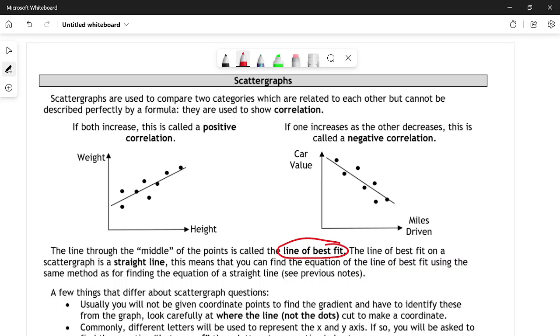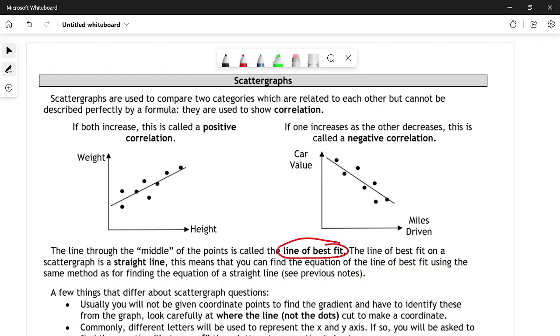So this line of best fit, if you've done Nat 4 Maths, you recognise these questions. You have to actually draw one of these in Nat 4 Maths, where you are trying to draw the line through the middle of the data points as much as you can. So it's a straight line and it's trying to cut through the middle of the data points.